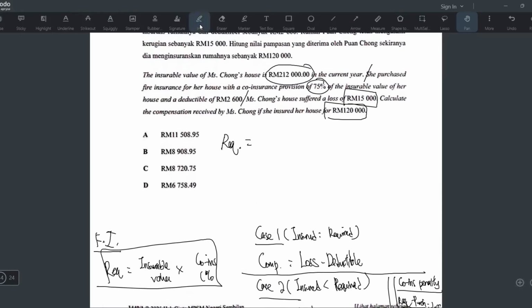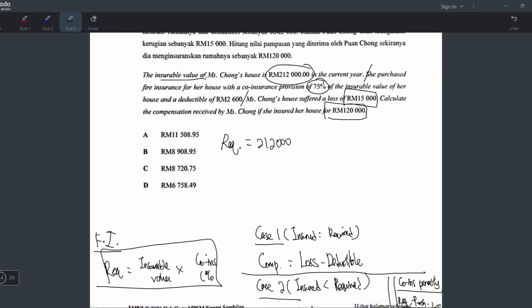So for this case also same, cari required. So kena ambil 212,000 sebab that's the insurable value times the percentage 75. So kita tekan ni, see what's the required first. So 212,000 times 75%. Okay, I dapat 159,000. Okay, this is not the answer. Obviously, ini hanyalah dia punya required. It means jumlah yang harus beli. Okay, what about the deductible? Deductible tu jangan tengok dulu. First, you kena tengok dia which case dulu.